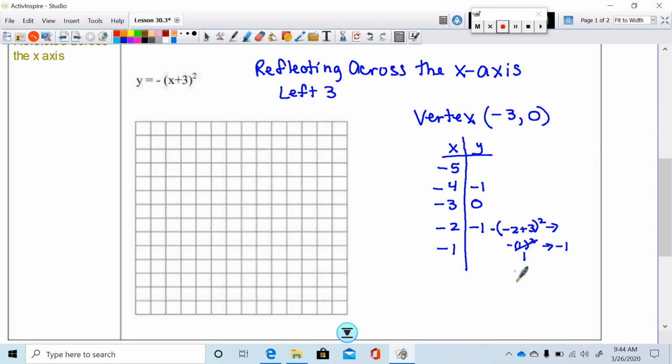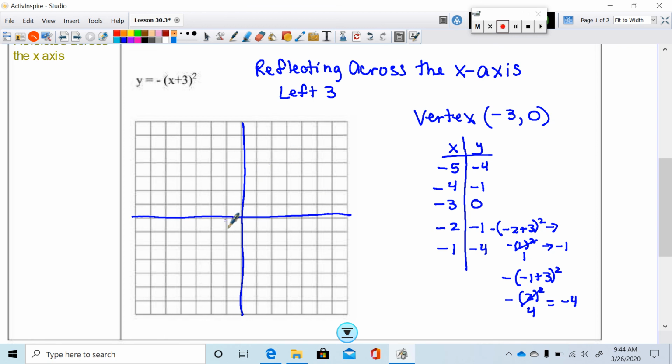Okay, now I'm going to plug in a negative 1. So negative, parentheses negative 1 plus 3 squared. Okay, in the parentheses, leave the negative outside alone. 3 take away 1 is 2. So I've got 2 squared. 2 times 2 is 4. So that equals negative 4. Which means this is also negative 4. So now I'm going to graph those points.